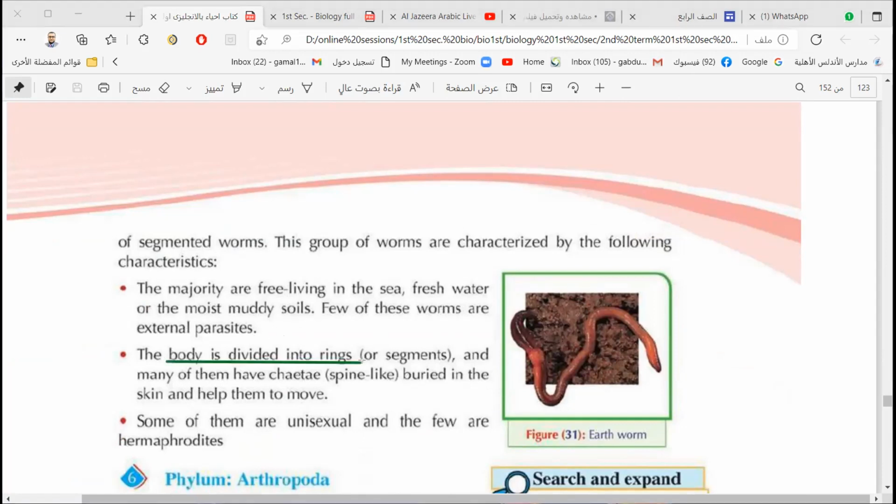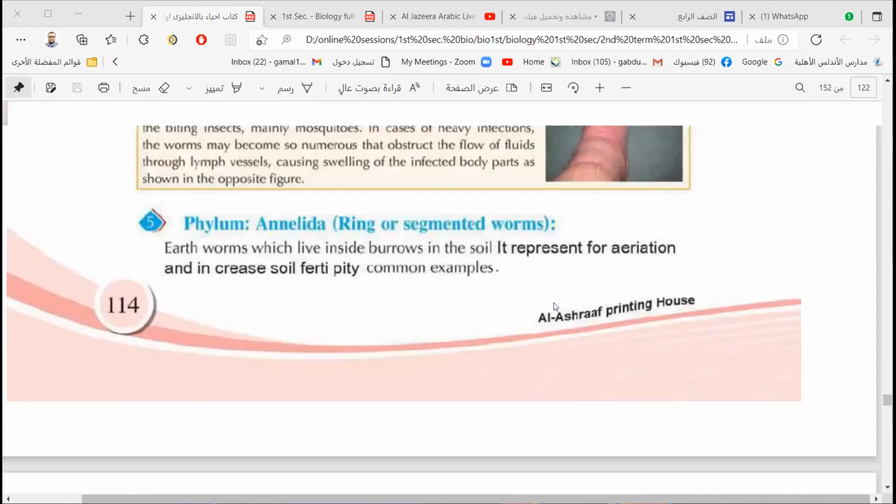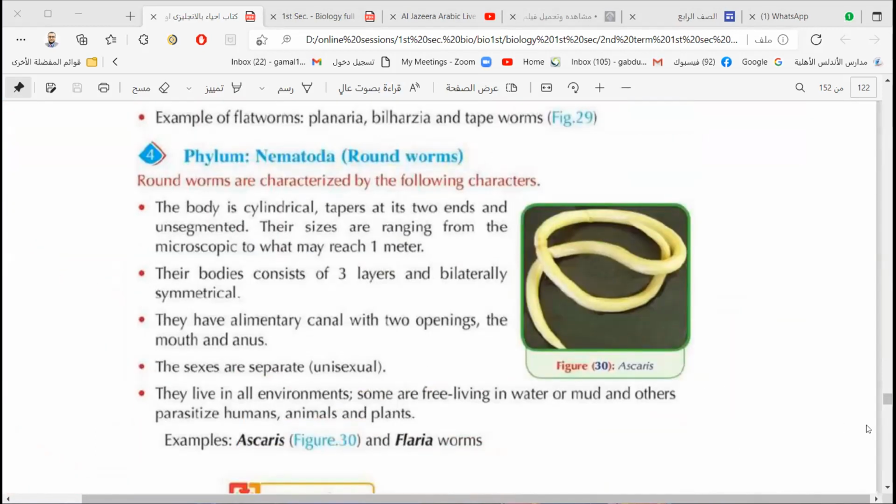The body is divided into rings or segments. Many of them have a setae or a spine-like structure buried under their skin. And some of them are unisexual, and a few are hermaphrodite. There is some hermaphrodite in the segmented worms, but the nematoda, they are unisexual. So we can differentiate and compare between annelida and the nematoda.